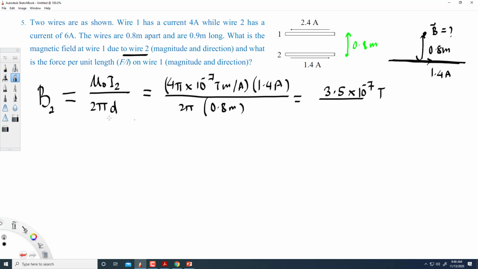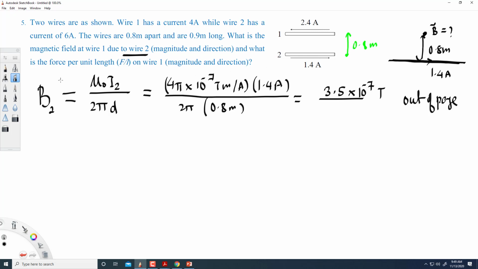And what's the direction of the magnetic field at that point? Again, use the right hand rule. Point your thumb towards the direction of current and then wrap around it and see at that point where your fingers would point. So when you curl like that, your fingers are coming out of the page. Okay, so that's out of the page.